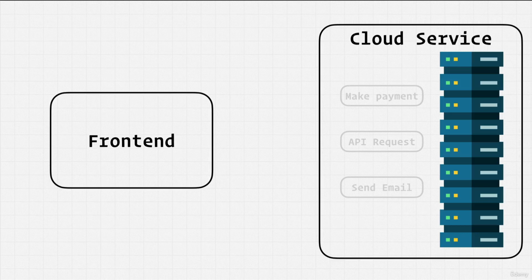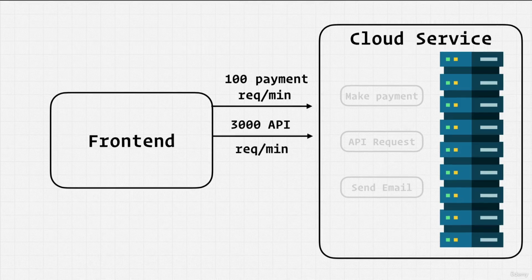But you can imagine also from a front end, we might be receiving a bunch of different requests. Maybe we got 100 payment requests per minute. Let's say we receive 3,000 API requests per minute and then 5,000 email requests per minute. Now, keep in mind, each of these requests is requesting a specific endpoint for a specific function. So here our cloud service knows that, so it will correspondingly provision the right amount of resources to service the amount that's coming in for each.